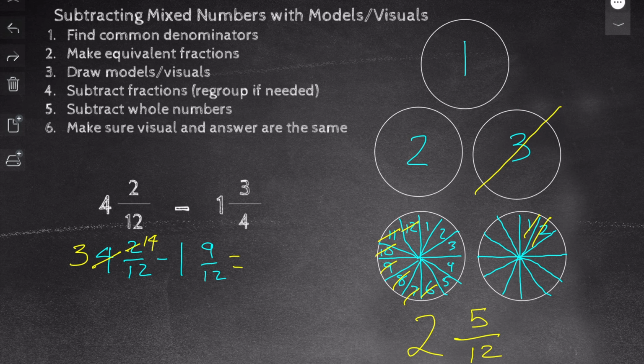Now I'm ready to subtract. 14 minus 9 equals 5. I keep my denominator. 3 minus 1 equals 2. My answers are the same: 2 and 5/12.